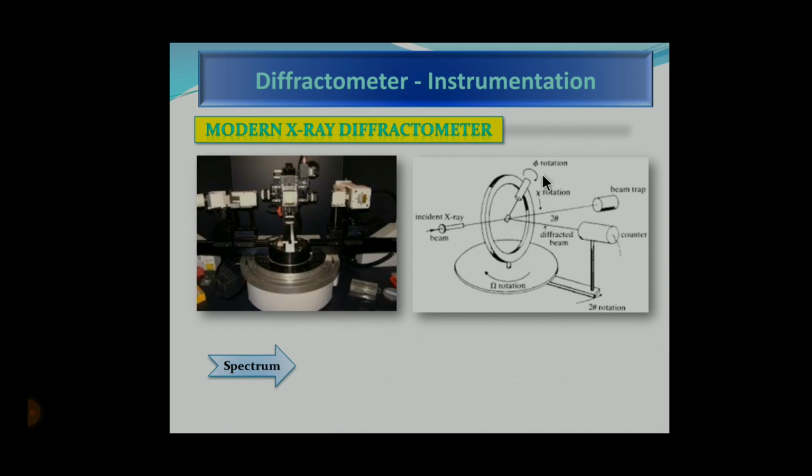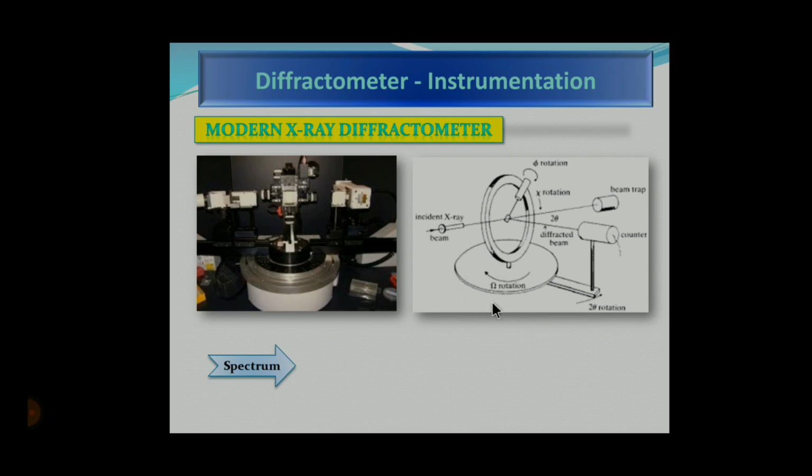And there are three types of rotations possible for this crystal. The stem itself can be rotated about its own axis, which is called phi rotation. The ring can be rotated along its plane, with an axis passing through its center. That is called chi rotation. The angle is denoted as chi. Finally, the circle can be rotated along an axis passing through its diameter, the vertical axis, which is called omega rotation.